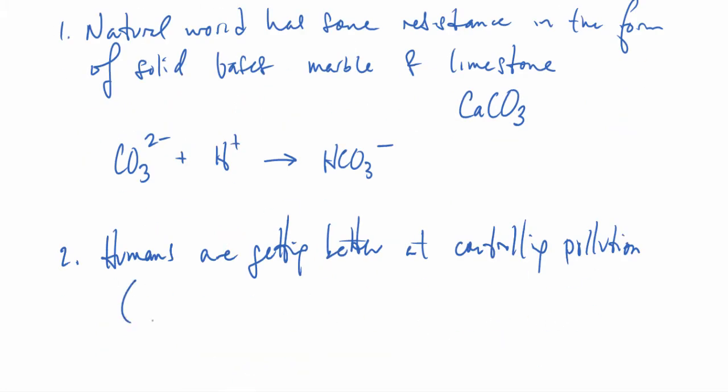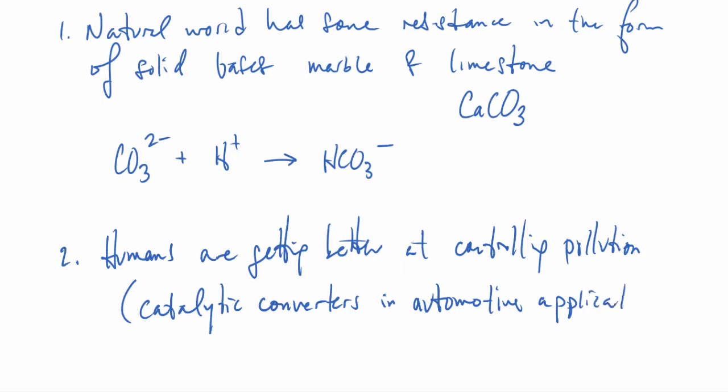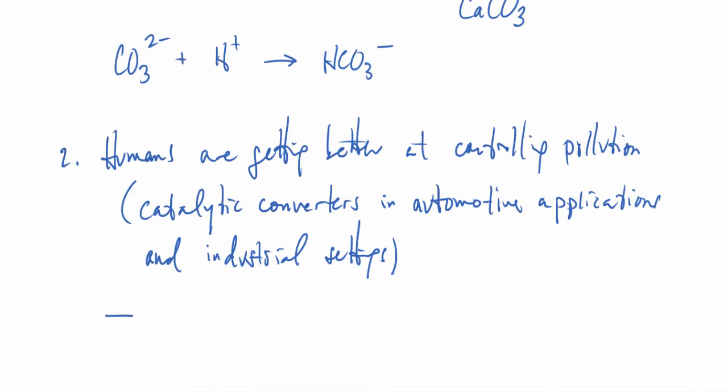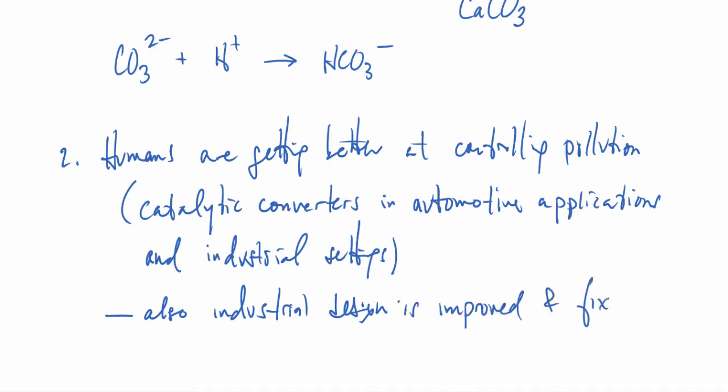Also, humans are getting better at controlling pollution. For instance, we have catalytic converters in automotive applications and in some industrial settings. And also, industrial design itself is improving. So that is to say, if you have point source pollution, it can be dealt with at source. And that's actually a little bit better than having pollution going all over the place and trying to catch up with mobile sources such as motor vehicles.